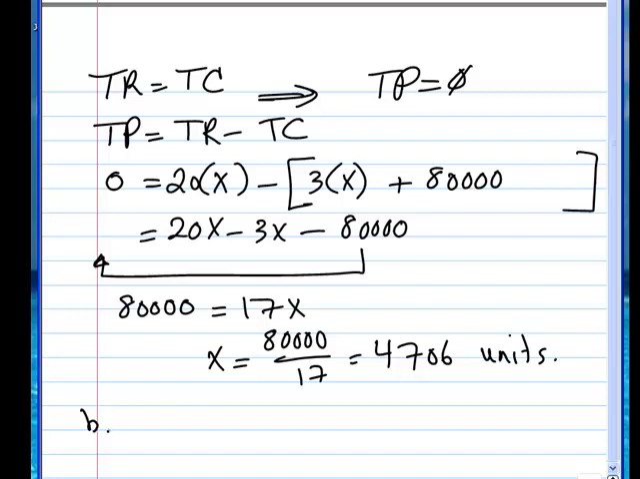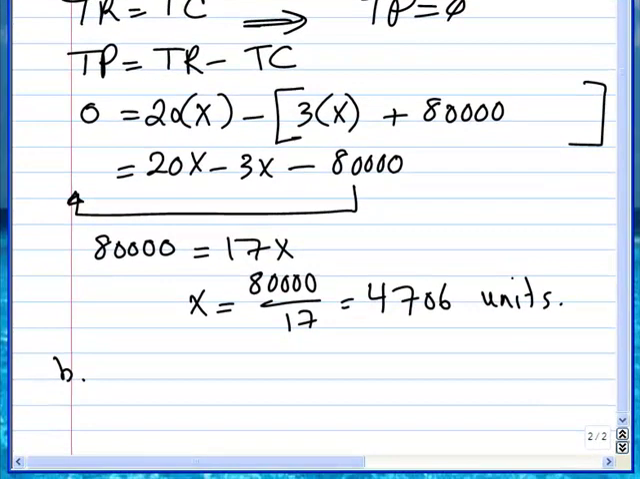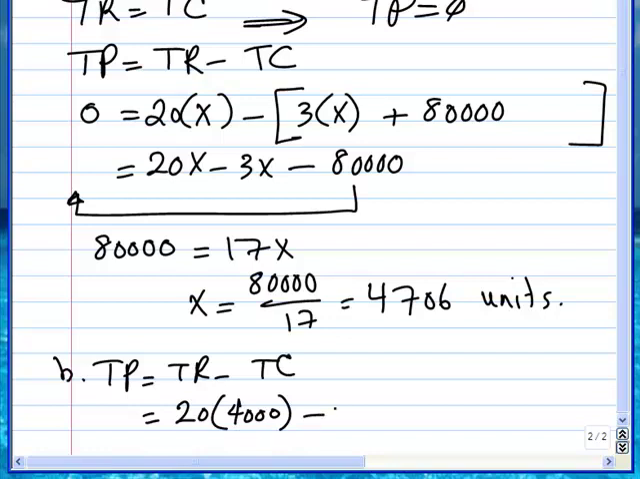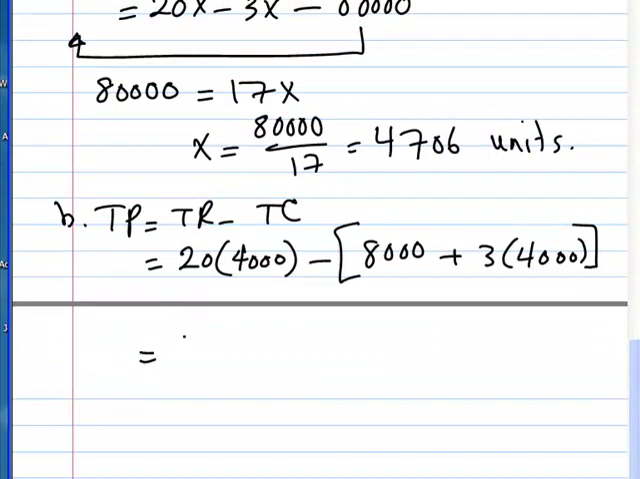Now part B says what profit or loss can be anticipated with a demand of 4,000 copies. Again, total profit is equal to total revenue minus total cost. Total revenue, if our selling price is $20 and we know we're going to sell 4,000, will be that quantity minus total cost of 80,000 plus $3 variable cost times 4,000 units that we know we're going to sell.